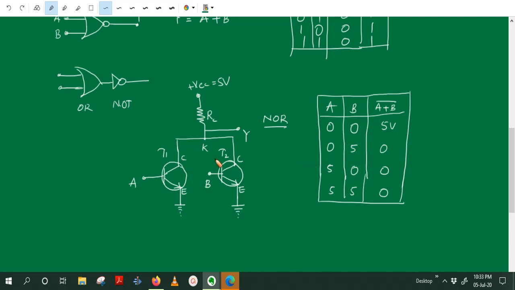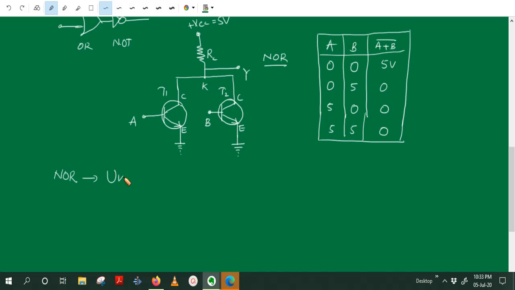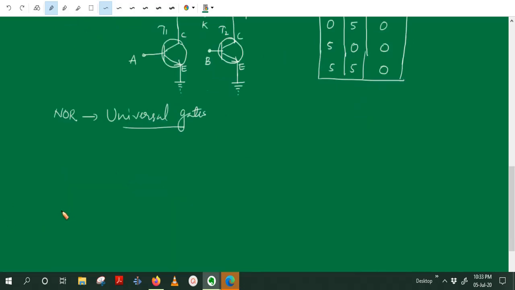The NOR gate is constructed using two transistors connected in parallel. The common terminal of the collectors is connected to plus VCC through a load resistor, and we get the output from the common point. NOR gates are called universal gates because using NOR gates we can construct all other gates. Now how is this called a universal gate? So we can see that. First let us see how to construct a NOT gate using a NOR gate.